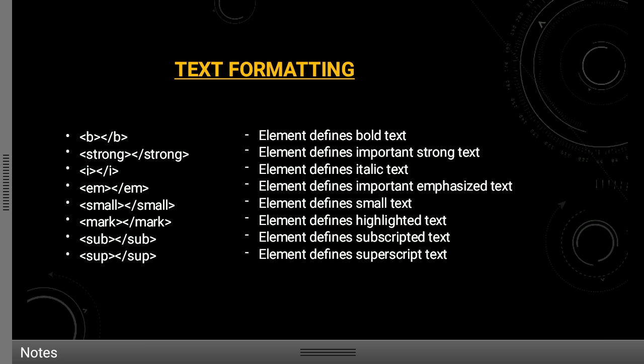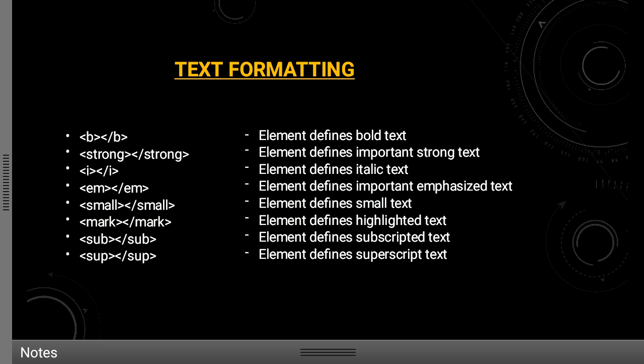The b tag: if you write something within the b tag, it will be bold. If you write in strong tags, it will be something important to the web browser. The i tag is italic. The em tag is again something important, emphasized text to the browser. So what is the difference between strong and em? I just told you that both are important to the browser. So how are they different?